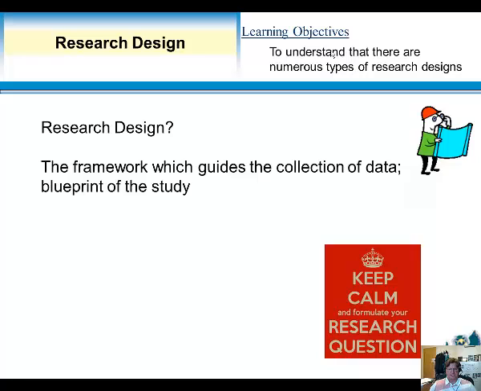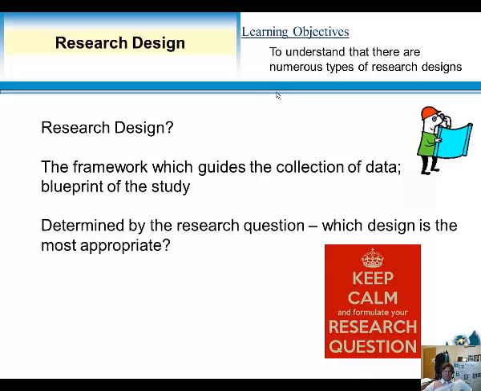When we talk about research design, we're talking about the framework which guides the collection of data. It's the blueprint of the study. It's how you're going to conduct the study. The research proposal that you are writing, or producing the PowerPoint for in this class, is kind of a research design. It's the blueprint of how you would conduct the study if you actually did it. The research design is always determined by the research question.